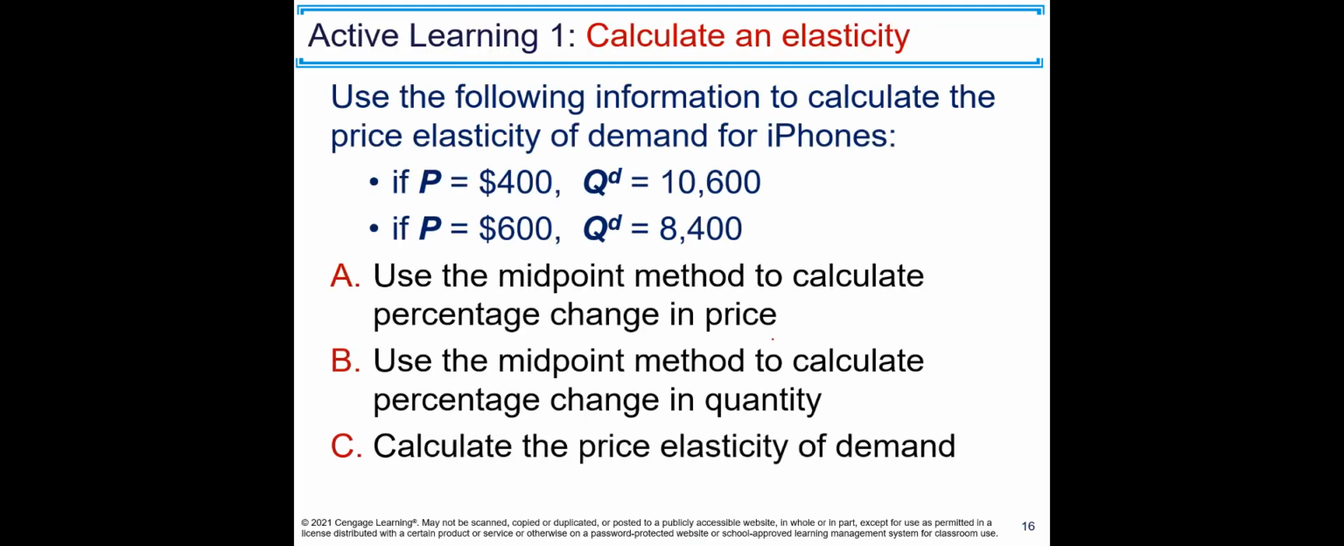So you have one example here that you can apply what you have learned. Price is given, two prices, 400 and 600. Quantities are given. So this is your P1, this is your P2, this is your Q1, and this is your Q2. And you are going to use the midpoint method to calculate percentage change in price, use the midpoint method to calculate percentage change in quantity, and finally take the ratio to calculate the price elasticity of demand.